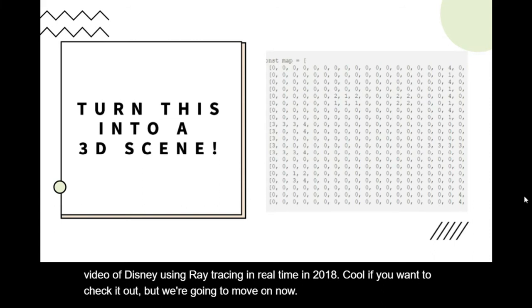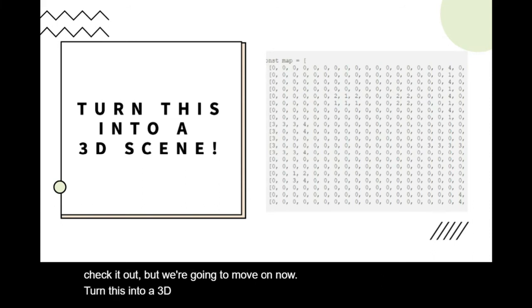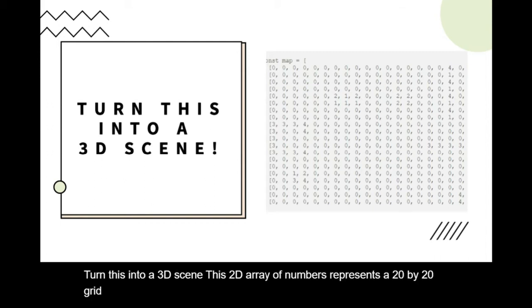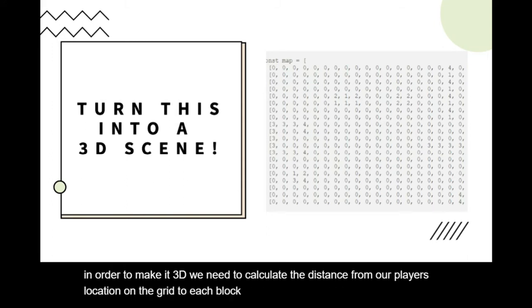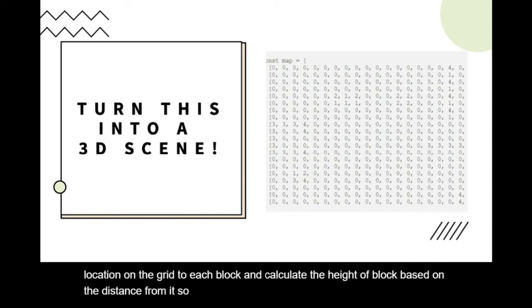Turn this into a 3D scene. This 2D array of numbers represents a 20 by 20 grid map with each non-zero value a block. The numbers can represent height or texture. In order to make it 3D, we need to calculate the distance from our player's location on the grid to each block and calculate the height of the block based on the distance from it. So a further away block will be smaller on the screen and a closer block will be bigger.